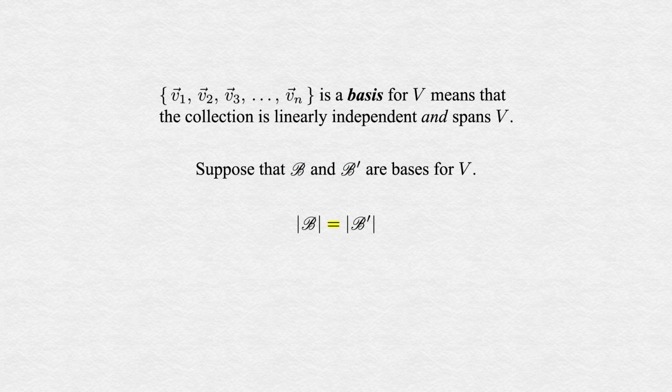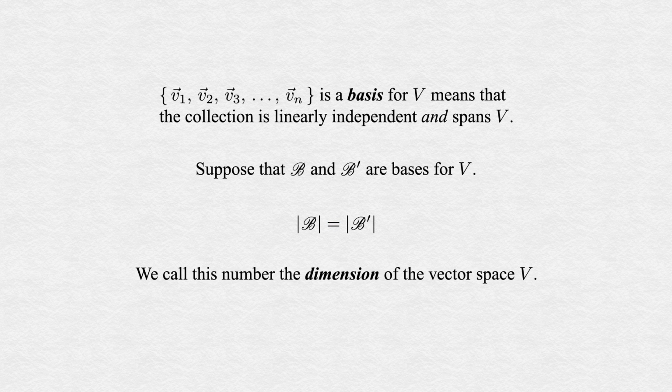The immediate conclusion is that these two bases for V must have exactly the same size, which allows us to define the dimension of the vector space V as the size of any basis for V, because they all have the same size.